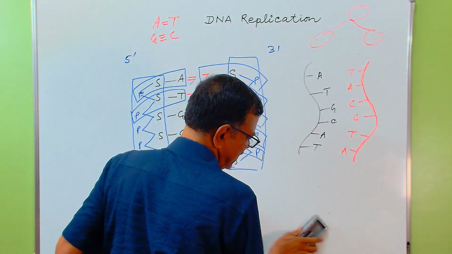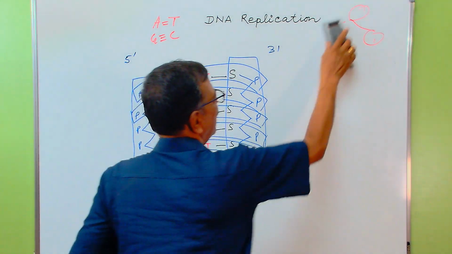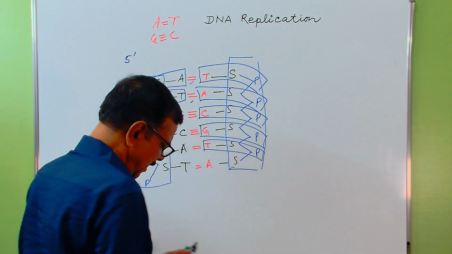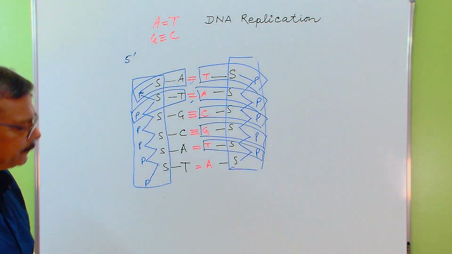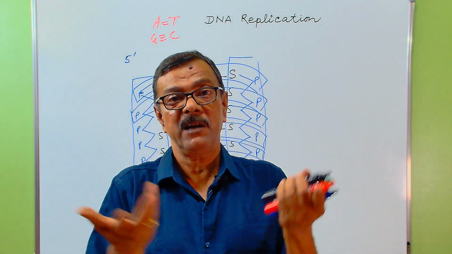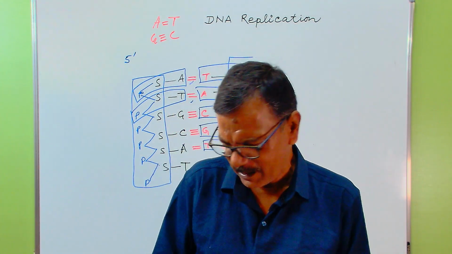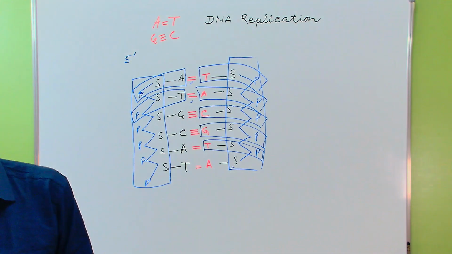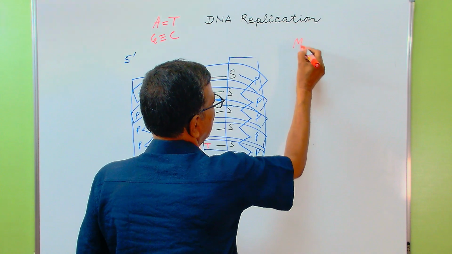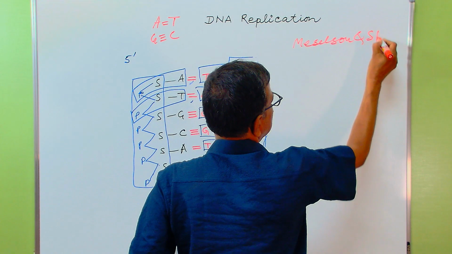What we are discussing is a discussion of history only. There is no need to keep so many things in mind. You should start like this: there were two scientists, Watson and Crick, two friends. In this way you can start. So Meselson and Stahl, what did they do? Two scientists, Meselson and Stahl, spelled S-T-A-H-L.